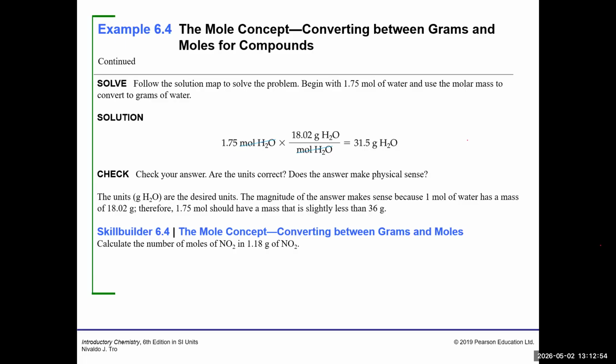Okay, now let's also try this. Calculate the number of moles of nitrogen dioxide in 1.1 grams of nitrogen dioxide. Let's get to work and try. Everybody, let's work. All right, everybody, get to work.